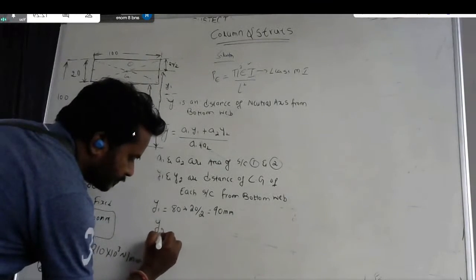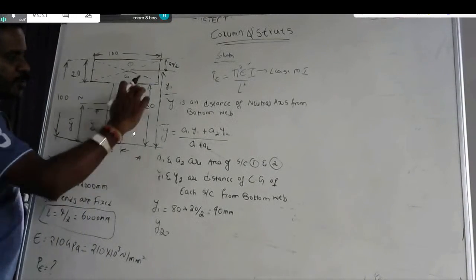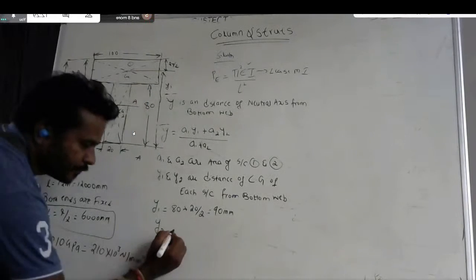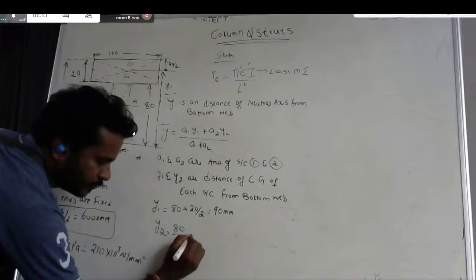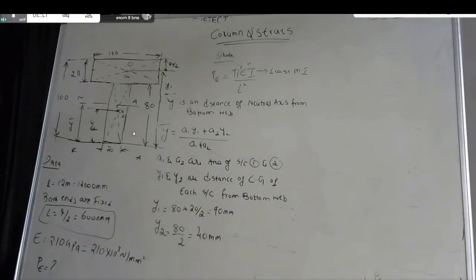Similarly, y2. What distance comes from here to here? I know up to here it is 80. In that, the center is 80 divided by 2. Correct now? How much is it? 40.